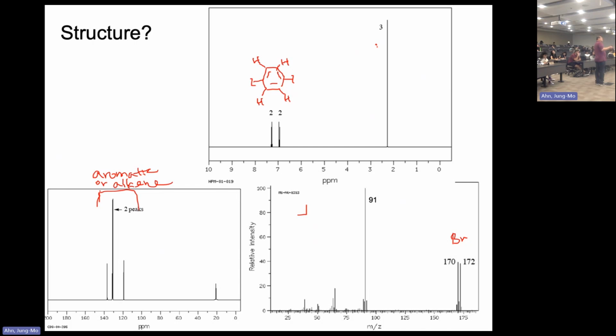But we got 3 hydrogens as a singlet. So that must be a methyl group, right? That must be a methyl group. And then we don't know where it's going to show up, but we know it's a methyl. And then we can also figure things out this way.